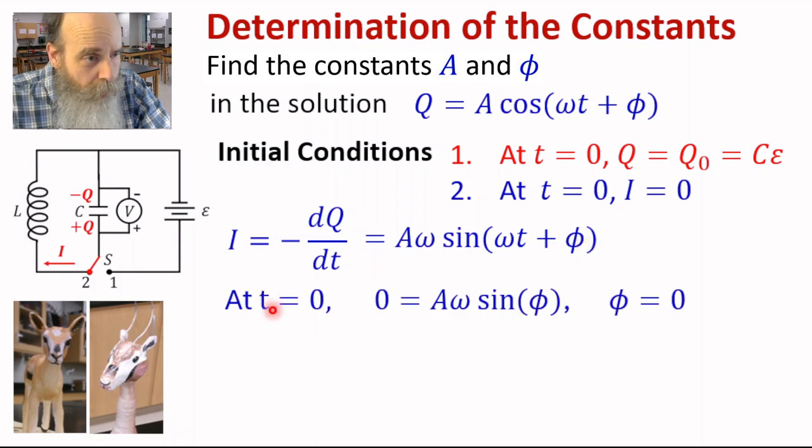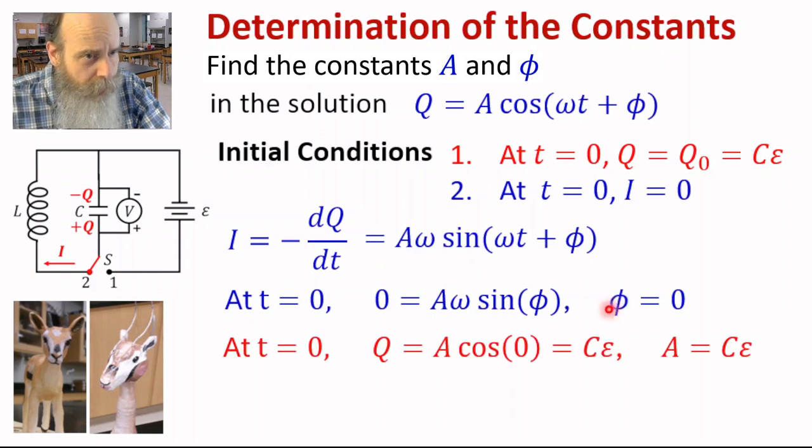At t equals 0, we know that this current is 0, and if we put t equals 0 into this expression, we get a omega sine phi. So the solution is phi equals 0, because sine of 0 is 0.